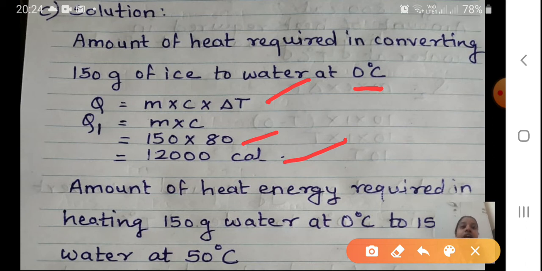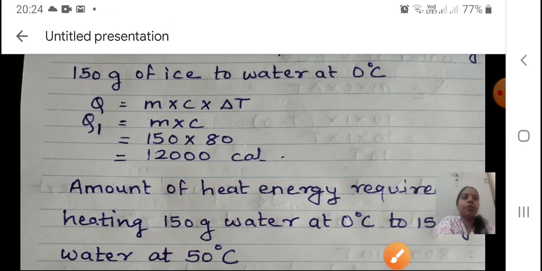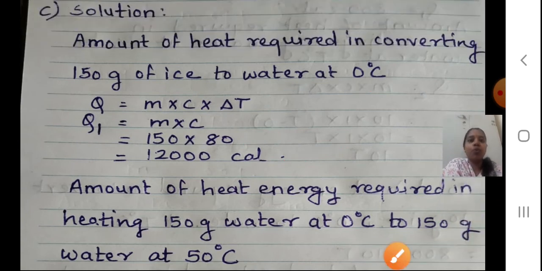Now the amount of heat required in heating 150 gram water at 0 degree Celsius to 150 gram water at 50 degrees Celsius. If 150 gram of ice is there, how much water will you also get? 150 only. Yes, so we have to heat this 150 gram water from 0 to 50 degrees Celsius.